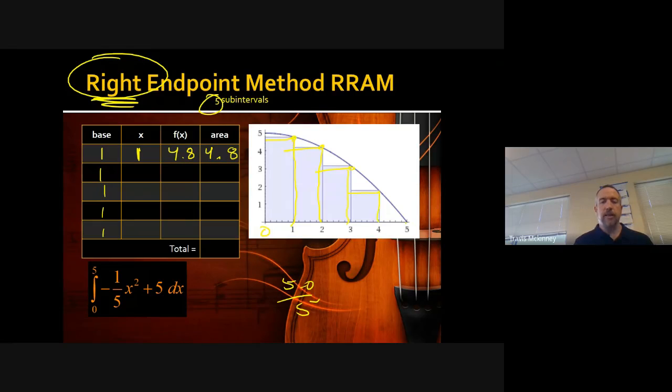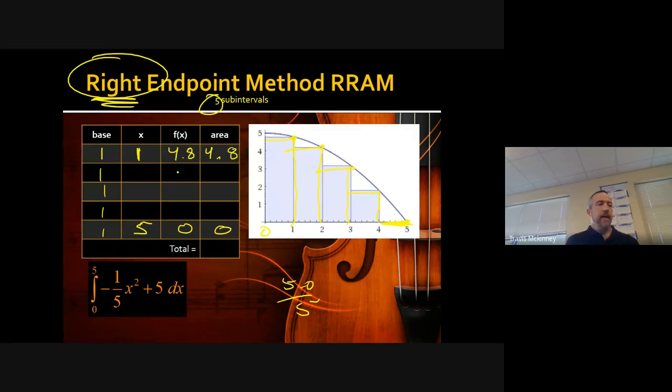And I'm even drawing a rectangle over here at 0. It doesn't show up in the picture because there's not really anything there. But I use this point at 0. So when x is 5, f of x is 0. So that rectangle is 0.